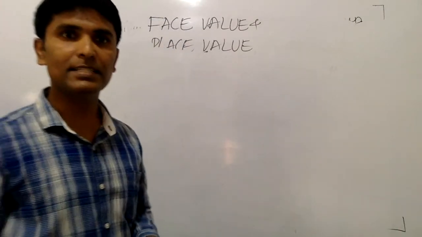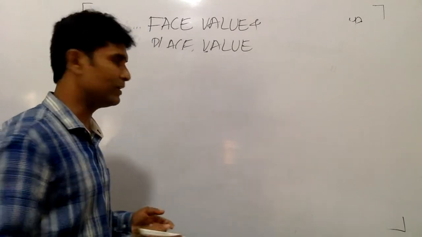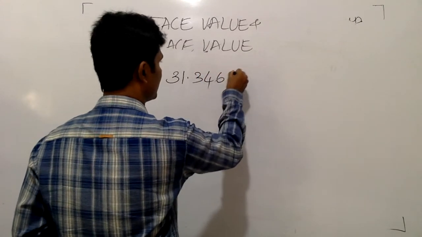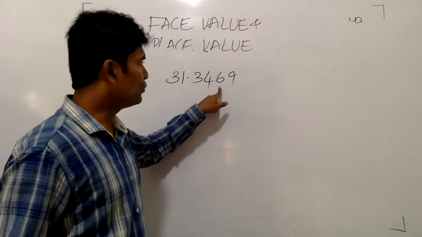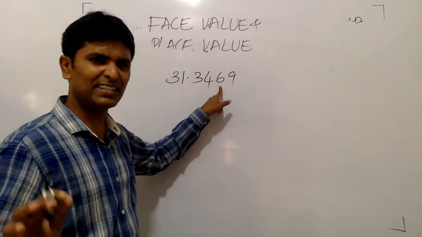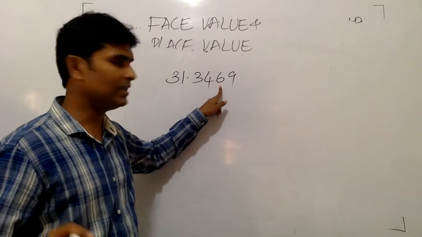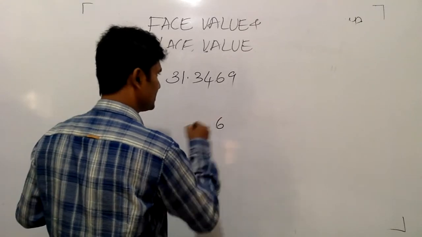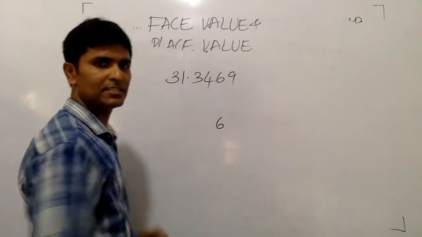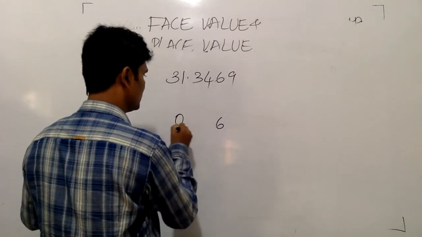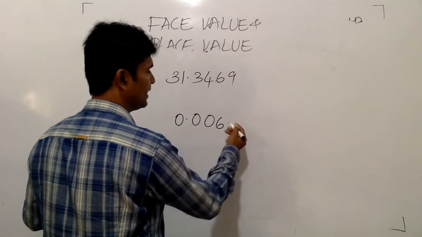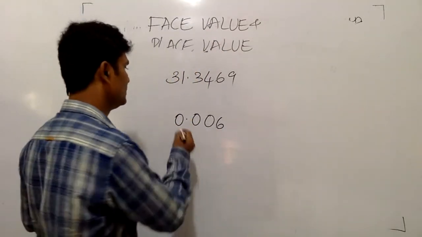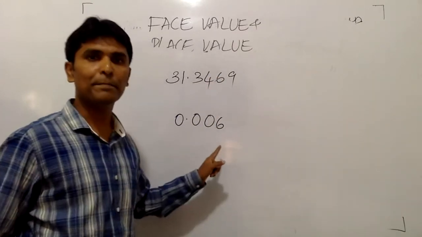And if it is a decimal number, what do we do to find the place value? Take 31.3469. If you want to know the place value of 6, face value you already know, no need to discuss again and again. See, I write 6 here and make all the other digits 0: 0.00 and the 6. Anything written on the right side of the decimal point after it is of no use, that's why I am not writing it. So 0.006 is the place value.